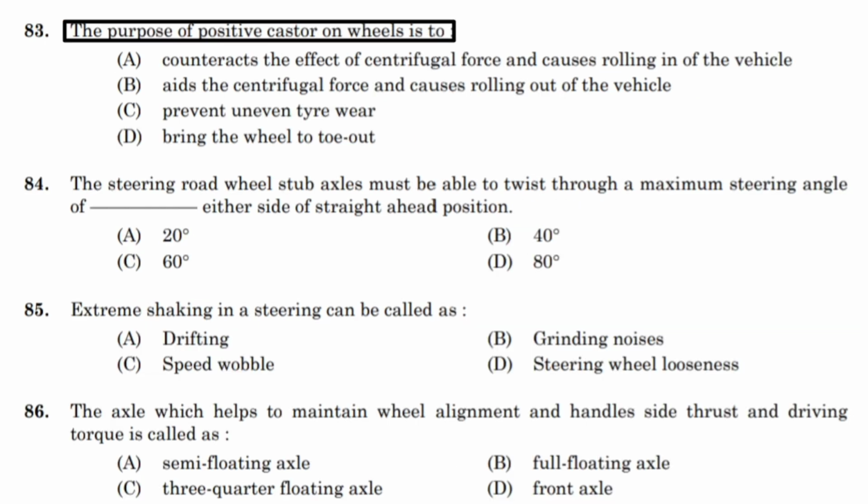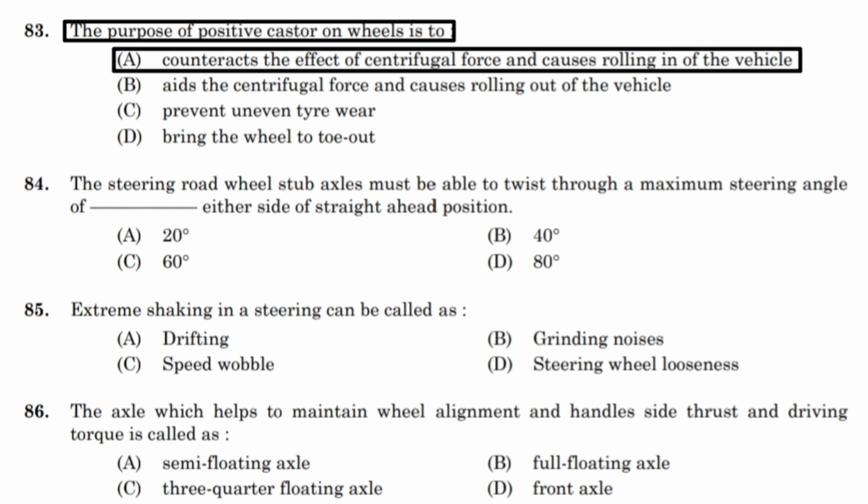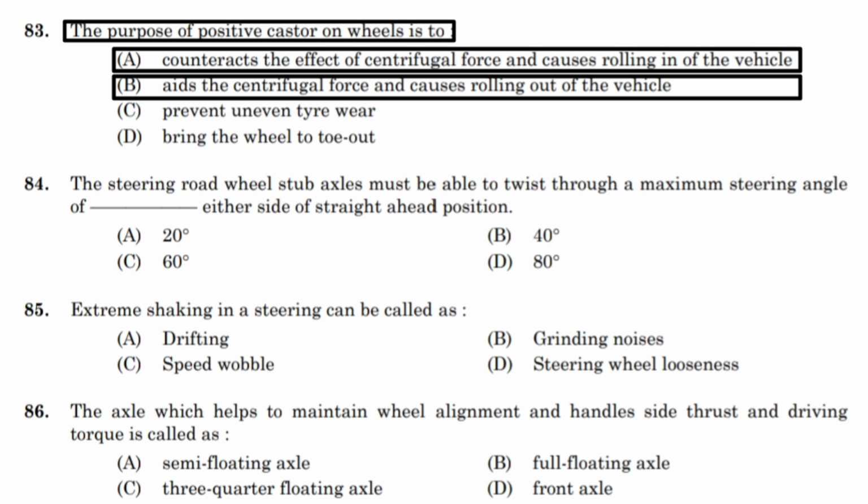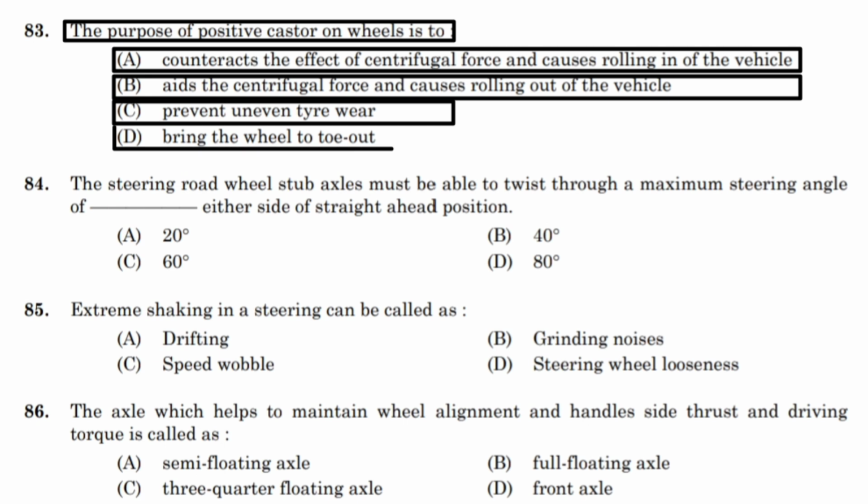83. The purpose of positive castor on wheels is to A. Counteract the effect of centrifugal force and cause rolling in of the vehicle, B. Aid the centrifugal force and cause rolling out of the vehicle, C. Prevent uneven tire wear, D. Bring the wheel to toe out. Answer B. Aids the centrifugal force and causes rolling out of the vehicle.